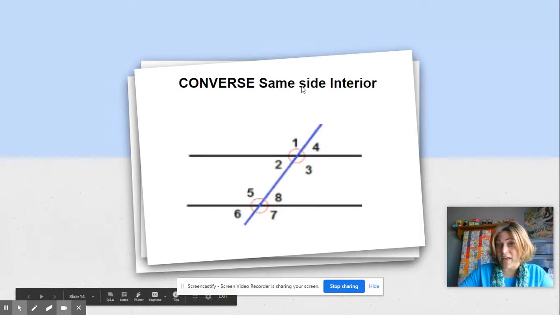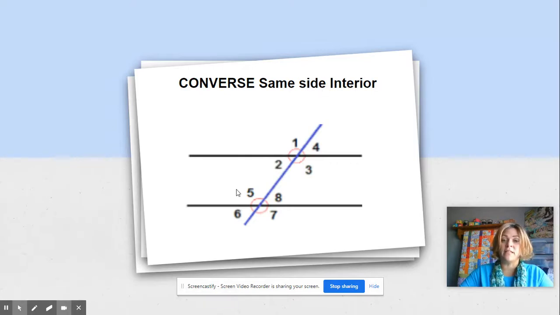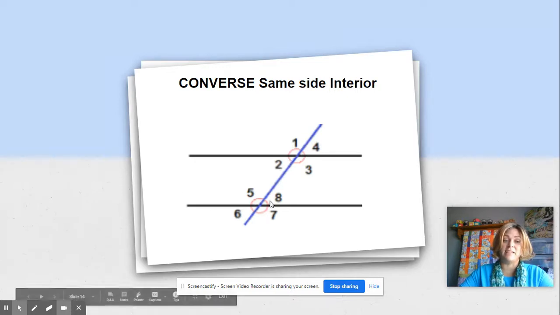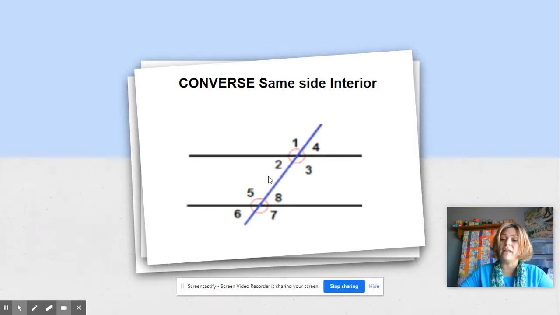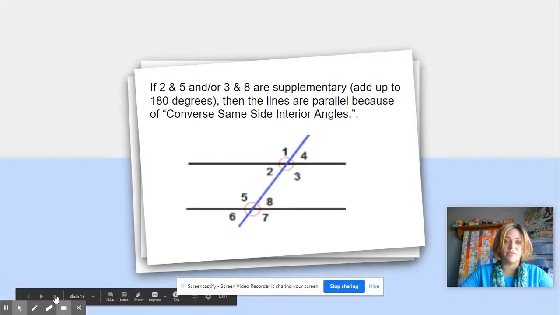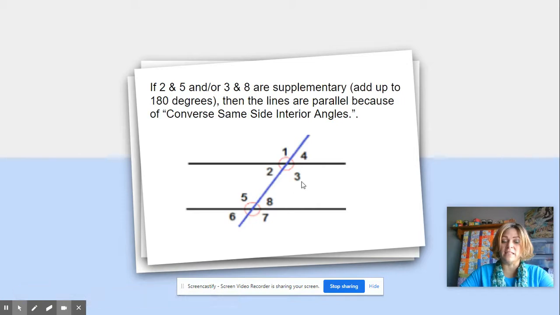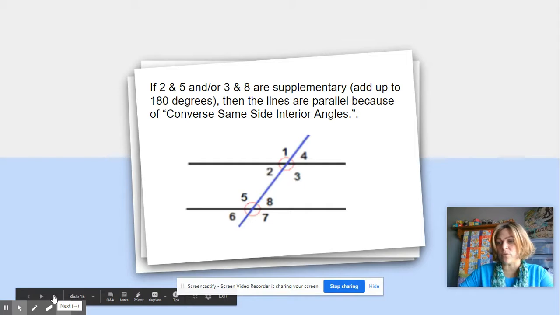So first of all, find the same side interior, same side, meaning same side of the transversal, that blue line, and on the inside. So 2 and 5, those are same side interior angles. And if these two added up to 180, that means they are supplementary, which would tell you, hey, those black lines are parallel. So if you look here, if 2 and 5 or 3 and 8 are supplementary or add up to 180, then the black lines are parallel. And you would use the rule, converse, same side interior. And when I say you would use the rule, I mean like on a proof.